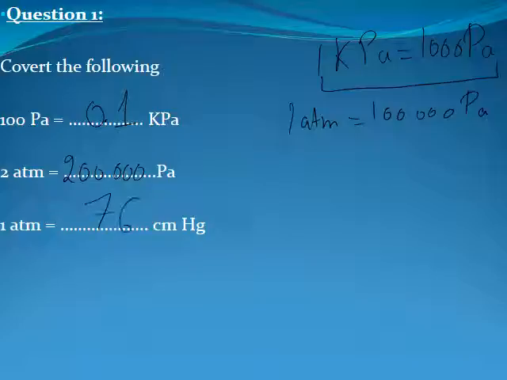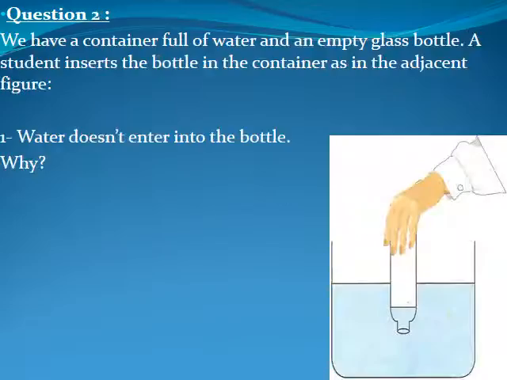Moving to 3, 1 atmosphere Abbas equal how much in centimeter Hg? 76 centimeter Hg. For example, if I told you 2 atmosphere equal how much in centimeter Hg? Yes, Lynn. 100 times 2. Yes. Okay, you have to multiply by 2. That's it. 152. Okay, it will be 152.